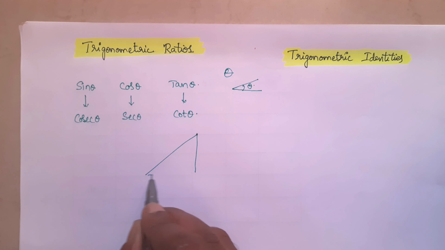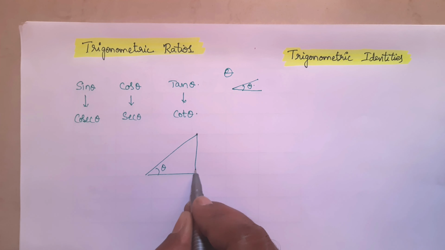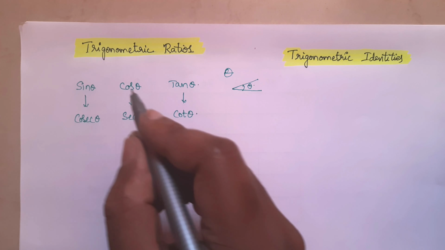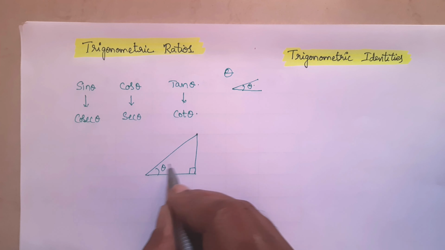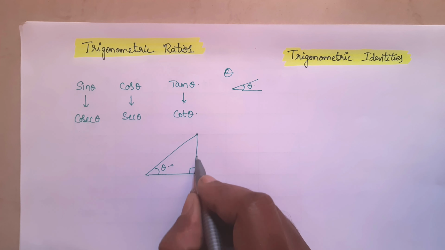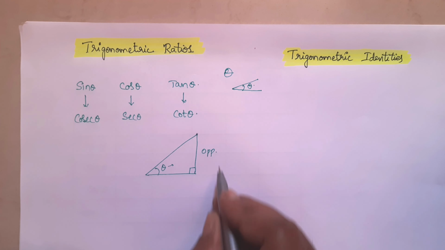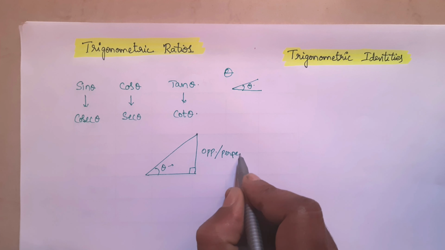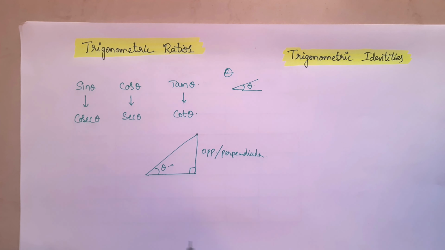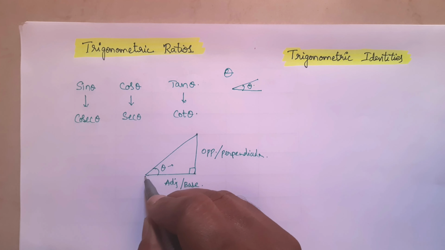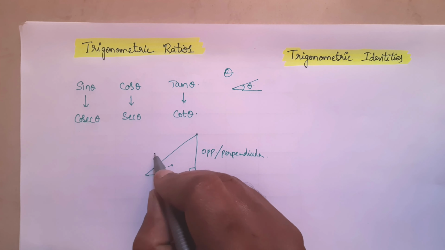For example, consider a right angle triangle with some theta here and a perpendicular line. Always we have to consider a right angle triangle. To identify the trigonometric ratios, the side opposite to that angle we consider as the opposite side, or perpendicular. The side next to this angle we consider as the adjacent side, or some call it the base. And the longest line in this triangle we consider as the hypotenuse.